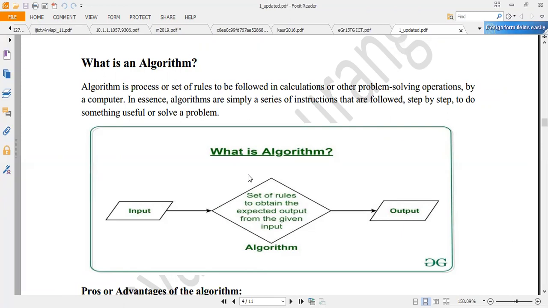Then there are three parts in an algorithm: input, process, and output. Input, then the process is a set of rules to obtain the expected outcome from a given input. Then the output is obtained.